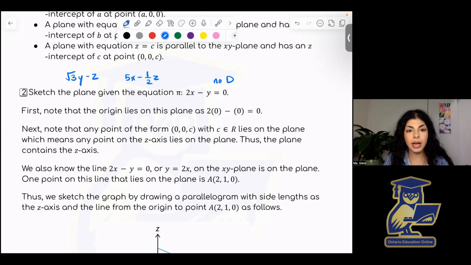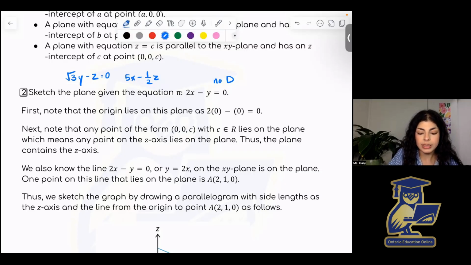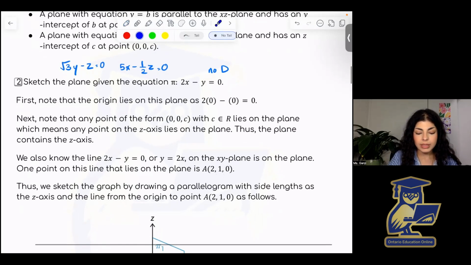So in all three of these equations, I hope you can see that the origin lies on these planes, because if two or all of your variables are zero, then this equation is satisfied. All of these will be equal to zero, and so the Cartesian equation is satisfied, so the origin does lie on these planes. So that's already one point you have.